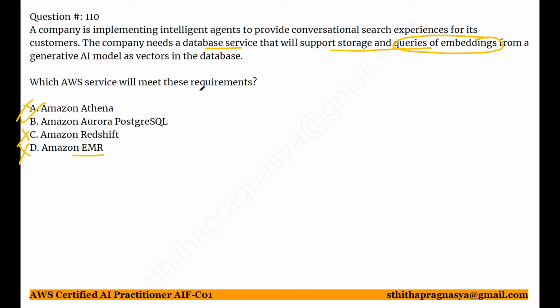Aurora PostgreSQL supports storing and querying embeddings by enabling the use of pgvector, an extension designed for vector similarity search in PostgreSQL. This makes it a suitable choice for applications that require querying embeddings as vectors. So this is the right answer. Option B is the right answer, as Aurora PostgreSQL with pgvector meets the requirements for vector storage and querying.